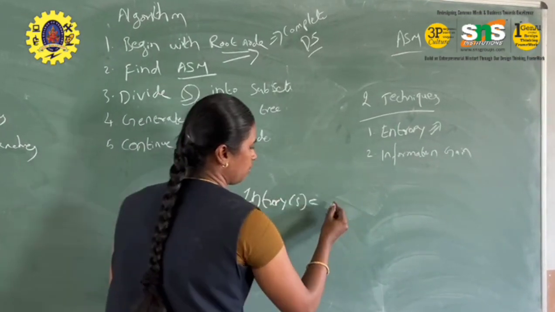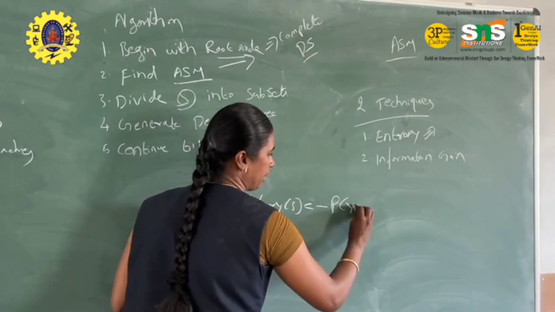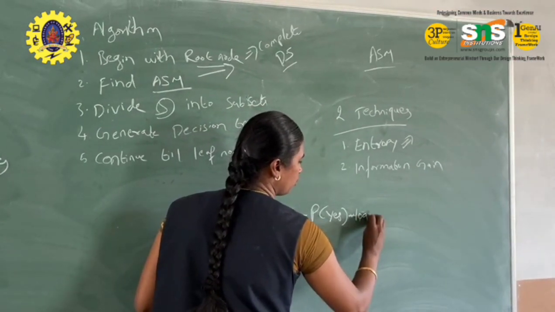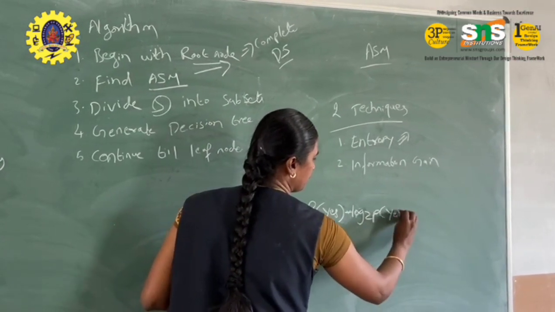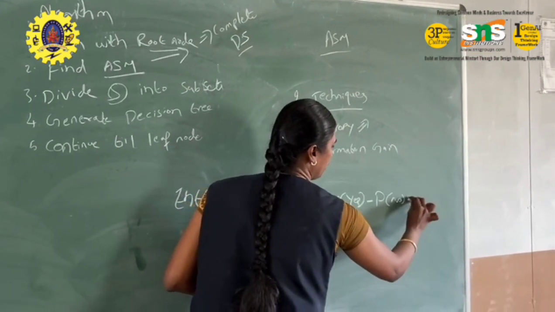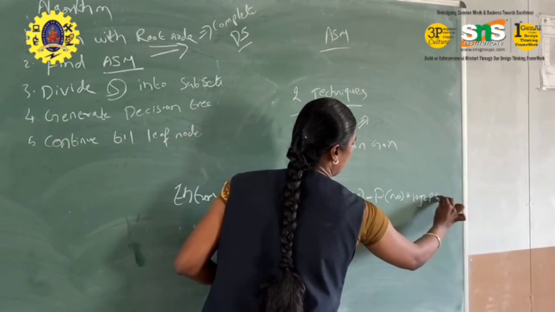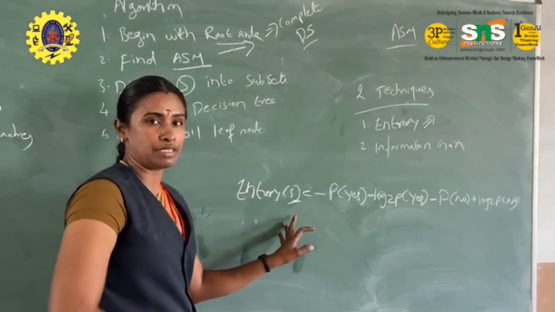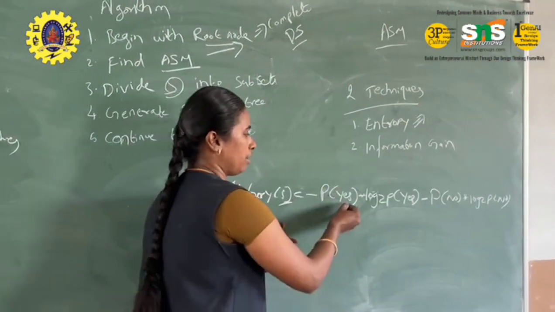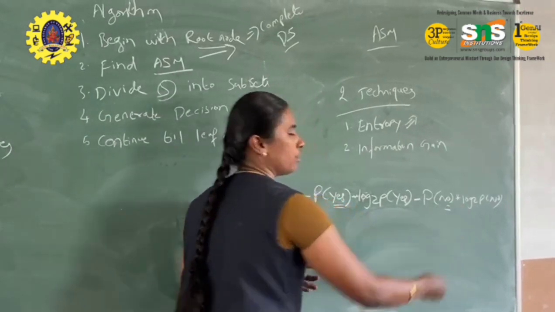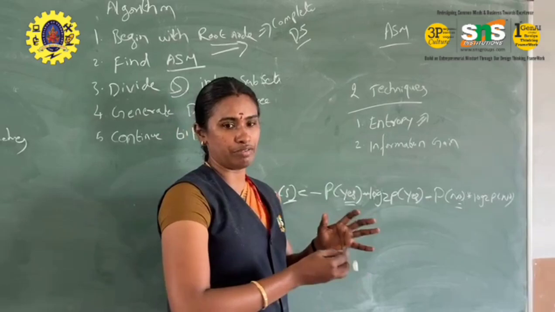entropy of S is equal to minus probability of yes into log 2 probability of yes, minus probability of no into log 2 probability of no. Here S stands for the number of samples in the given attribute, probability of yes is the probability of yes samples, and no stands for the probability of no events.